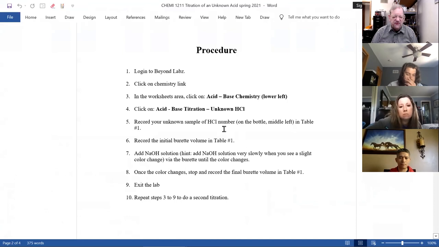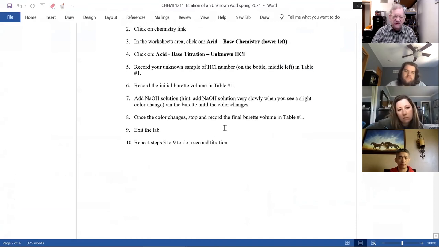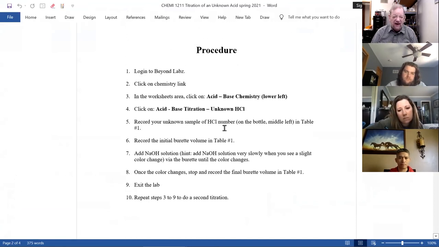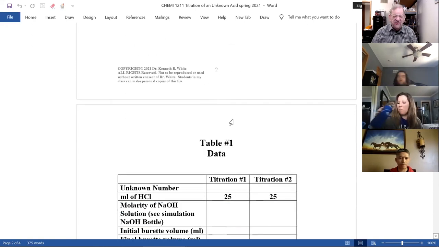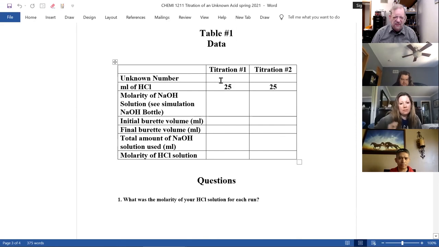Now, if you look at the procedure, I have listed what you just did. The only thing I don't have in there is the top secret, how to get the crude amount fast. And what you're gonna do is two runs. Put down your unknown HCl, read the bottle of the NaOH to get the molarity. See, someone was nice enough to see simulation NaOH bottle. Also, you can look in the PDF too.